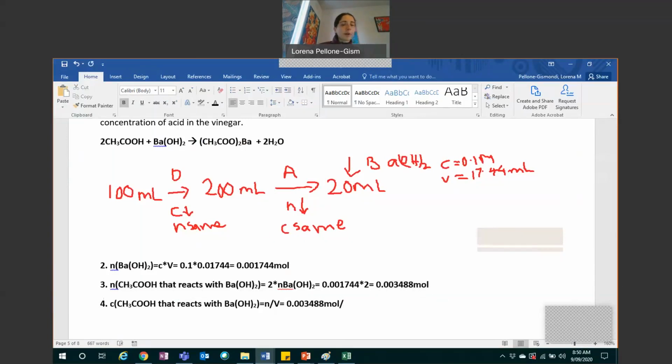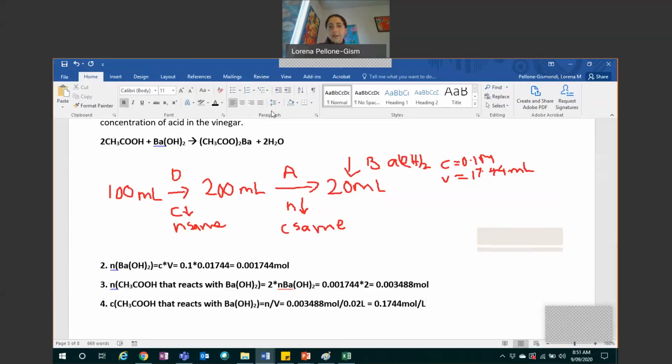Now, which volume are you going to use? Is it the 100 mil, the 200 mil, or the 20 mil? Because they're all the manipulations of the ethanoic acid. If you're thinking the 20 mil, you're right, because that's the volume that actually reacted with the barium hydroxide. So you need to have the moles that reacted with the barium hydroxide divided by the volume that reacted with the barium hydroxide. So you will get 0.1744. So that's the concentration that reacts with the barium hydroxide.